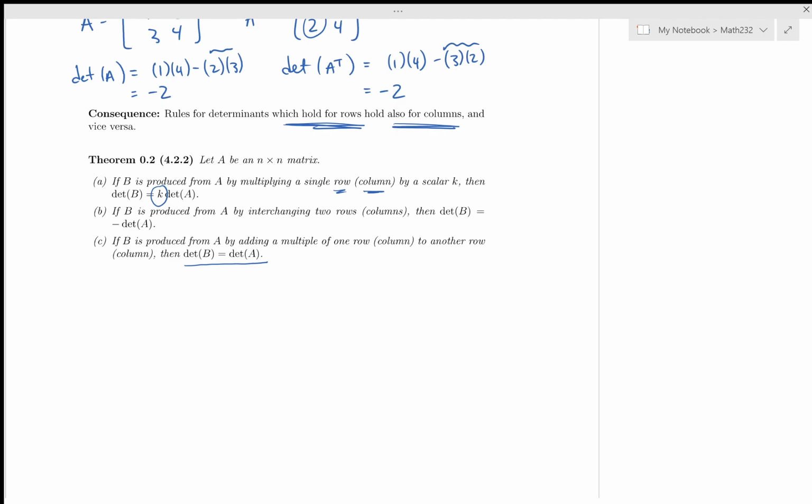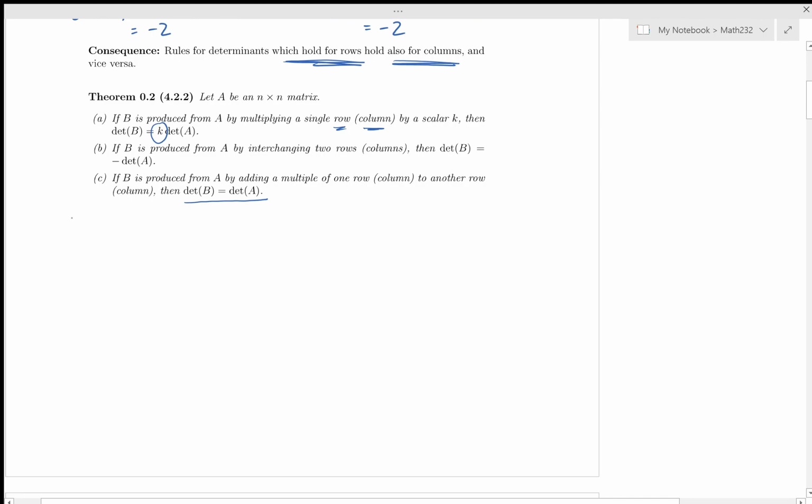So it's a theorem. Parts A and B are proved in our textbook.